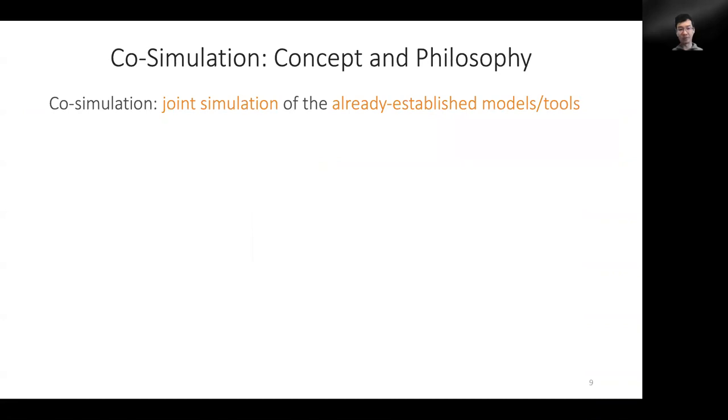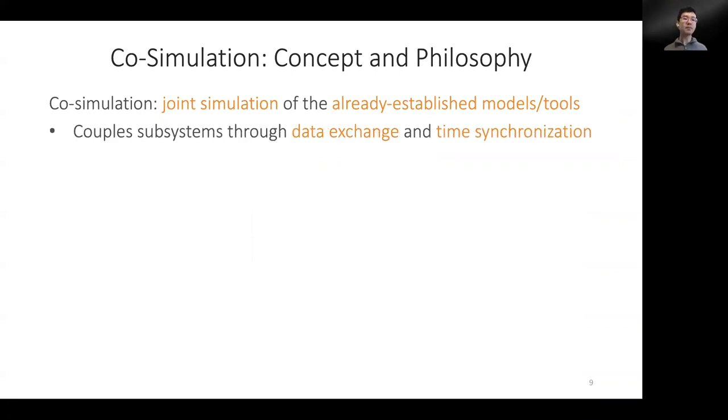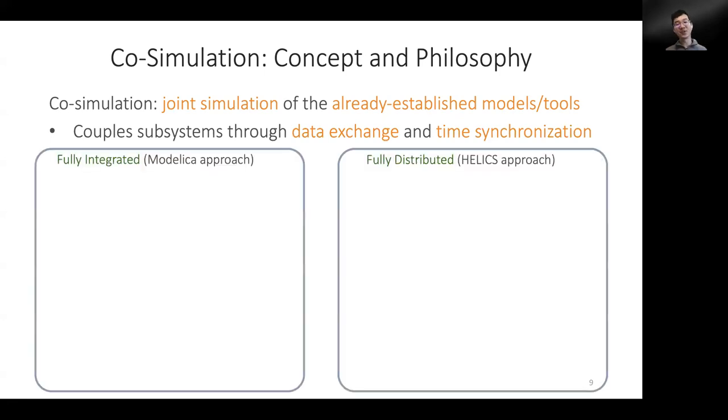Co-simulation, by definition, is the joint simulation of already established models and tools. So the goal is to use well-established off-the-shelf components to build larger simulation systems. The idea is to couple subsystems through data exchanging and time synchronization. There are two different types of philosophy for co-simulation. One is fully integrated, the other one is fully distributed.